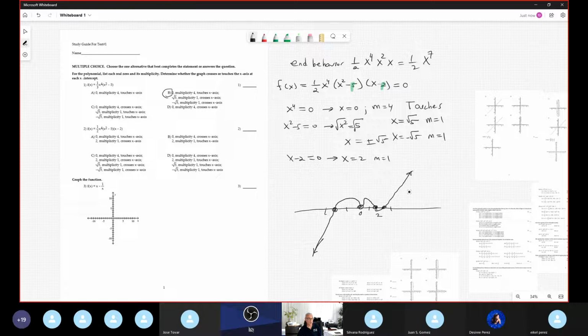So now option C is the correct answer. Multiplicity 4 touches, 2 with multiplicity 1 crosses, radical 5 with multiplicity 1 crosses, negative radical 5 with multiplicity 1 crosses. Cool? Cool or not? Excellent, beautiful.